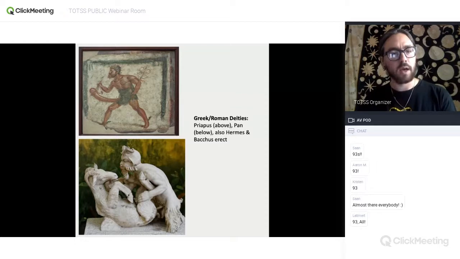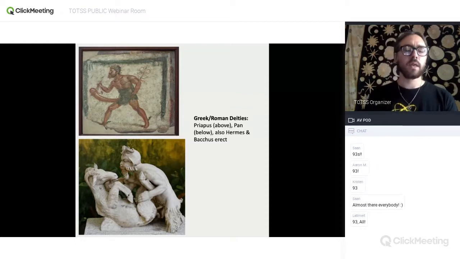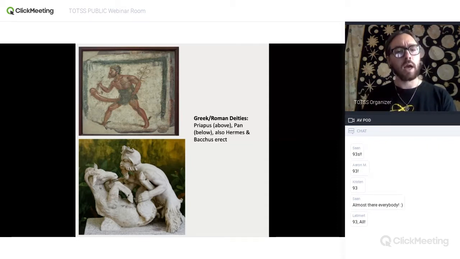So here we've got some Greek and Roman deities. That's Priapus on top. Priapus is portrayed in various ways. He's probably originally an Eastern god. He's sometimes portrayed wearing that Phrygian cap, which usually shows that he's a god who comes from the East. Sometimes he's a god of gardens, and often even the guardian of gardens, and of the fertility and abundance of gardens, and he's always portrayed with a very large and usually erect penis. You can see it quite cartoonishly exaggerated there.